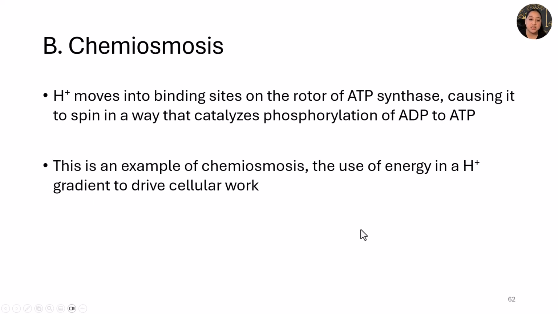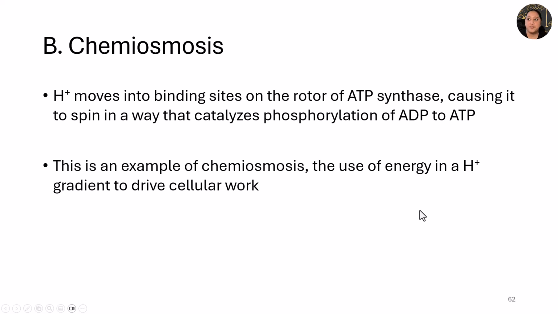So as the protons move into binding sites on the rotor of ATP synthase, it is like mechanical. There's a part of it that's like a rotor, like a motor kind of. And as the protons move into those sites, it causes it to spin. And then it spins in a way that catalyzes the phosphorylation of ADP to ATP. This is an example of a process called chemiosmosis. Chemiosmosis is the use of energy in a proton gradient to drive cellular work.